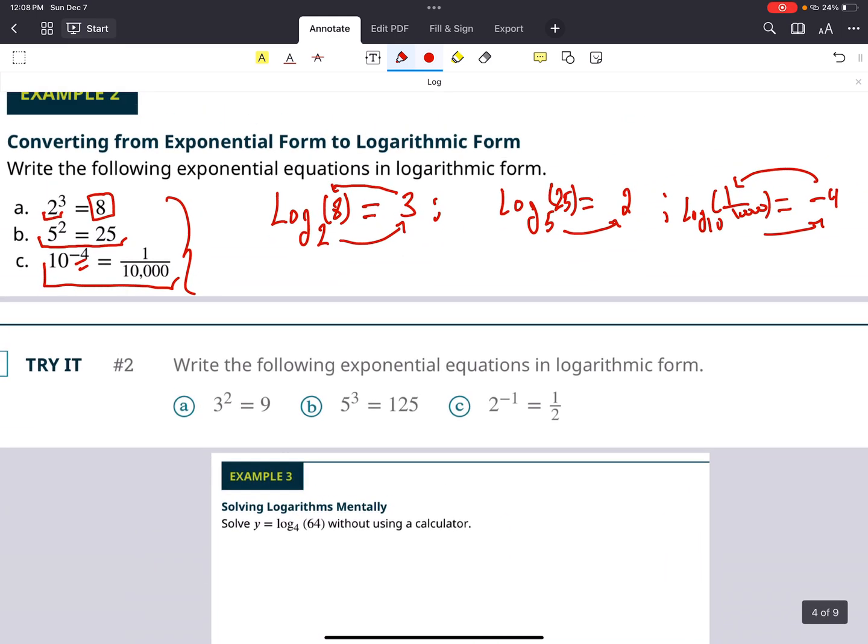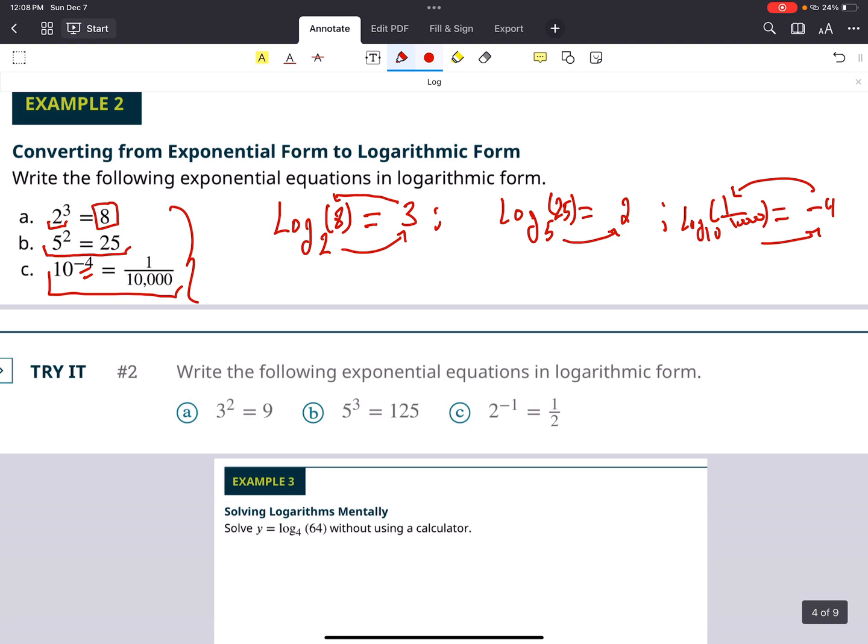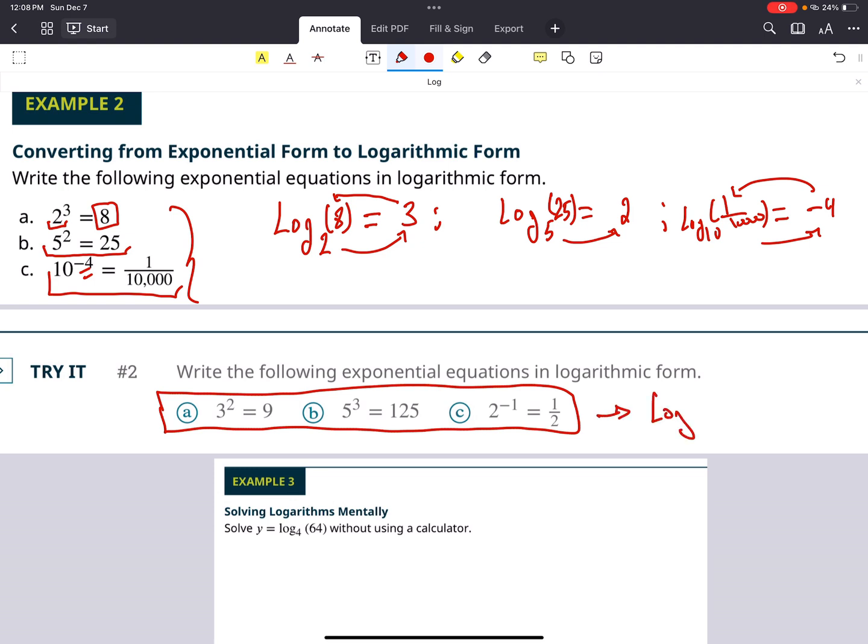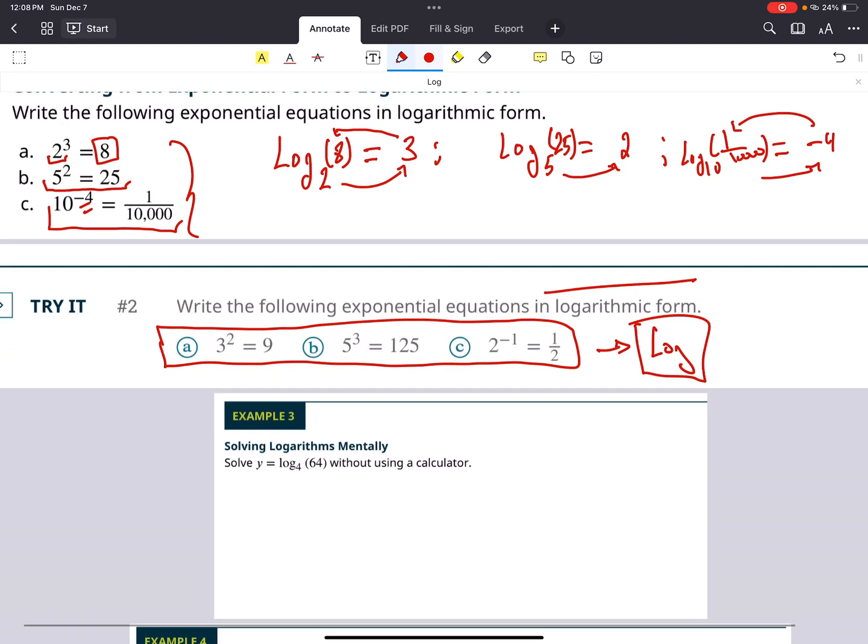Now, you can practice with these three examples, A, B, and C. Try and turn them into logarithmic form. You've been given exponential equations, you need to convert them into logarithmic form.